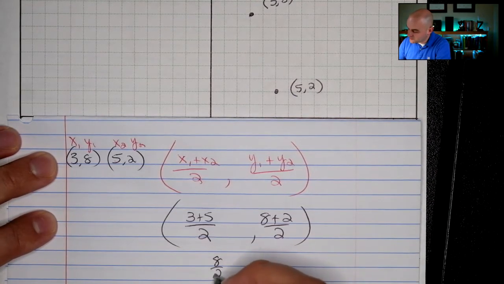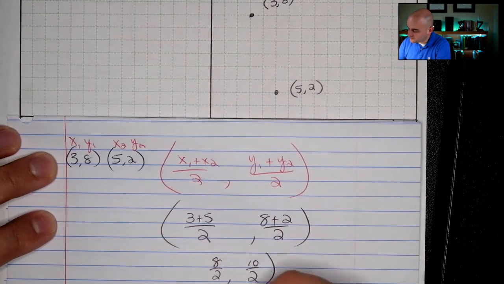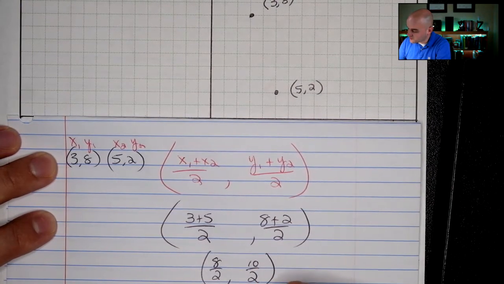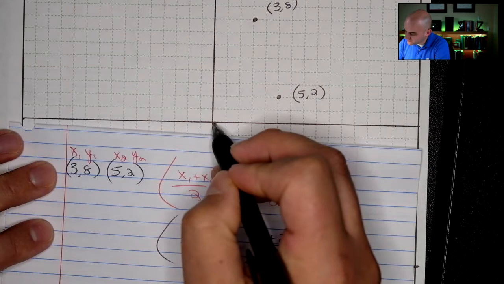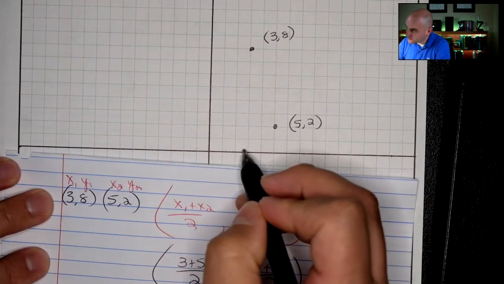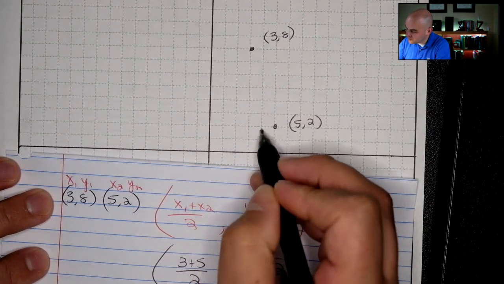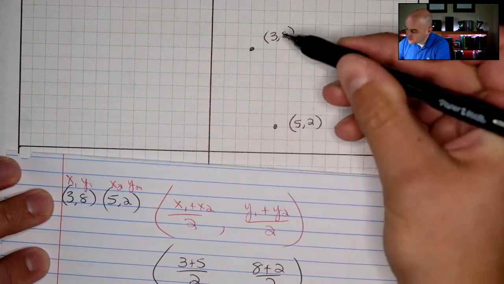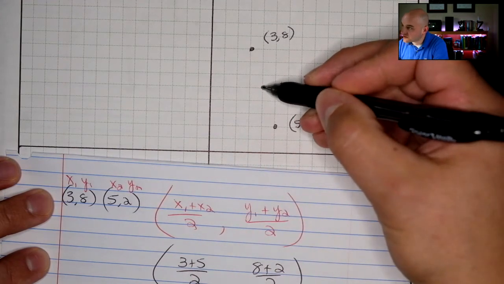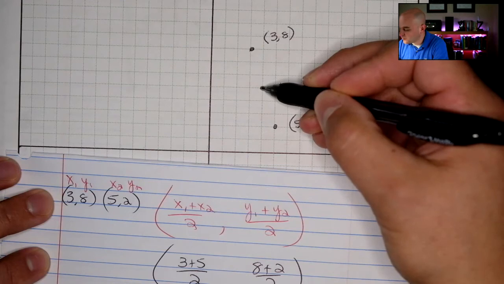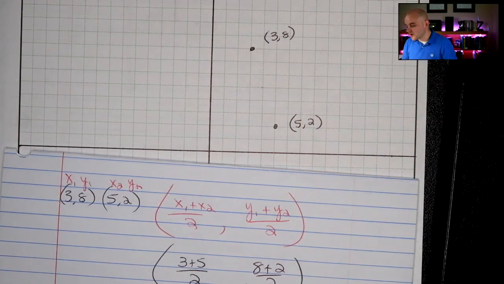So I get 8 over 2, comma, 10 over 2, which is 4, comma, 5. And if I see this here, let's check it graphically. 1, 2, 3, 4, up, 1, 2, 3, 4, 5. This point right here, and that does look like it's exactly halfway between those 2 points. So that's one way you can do it.